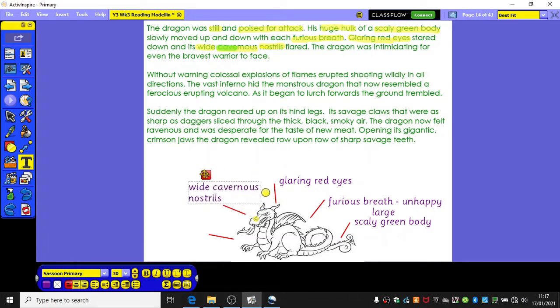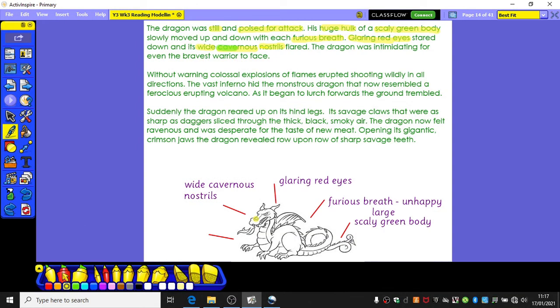So from that first paragraph, I haven't even finished it, have I? But it says that I've got a dragon with a scaly green body, with a furious breath, glaring red eyes and wide cavernous nostrils. The dragon was intimidating for even the bravest warrior to face. So that adjective tells us a little bit about how the dragon is in front of other people. He's intimidating. You'd be scared of it.